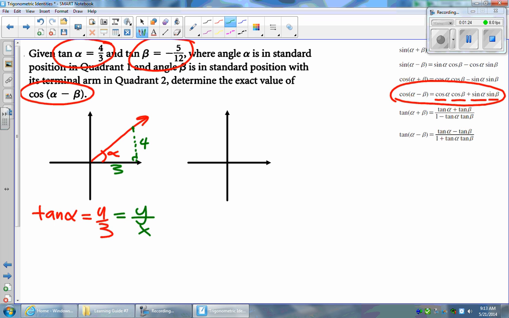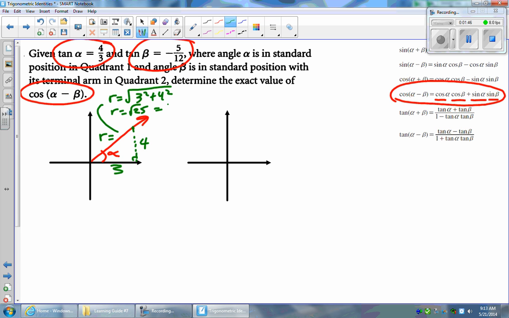Now, we don't have all sides yet. We still need to find out what the radius is, and since we know two sides of the triangle, we can go ahead and use the Pythagorean theorem. So the Pythagorean theorem is r is equal to the square root of each of the sides squared and added together. So I'm going to go 3 squared plus 4 squared, which will give me root of 25, which gives me a nice value of 5. So there's my r value.